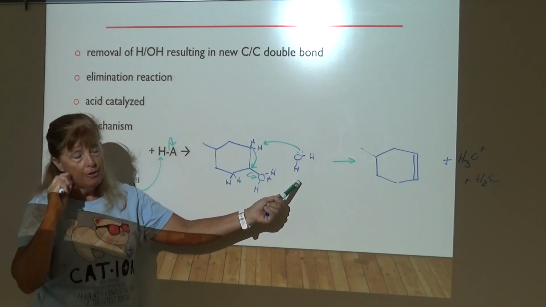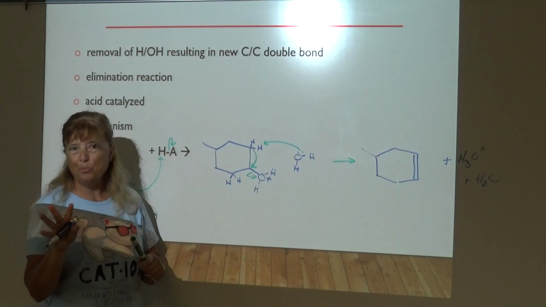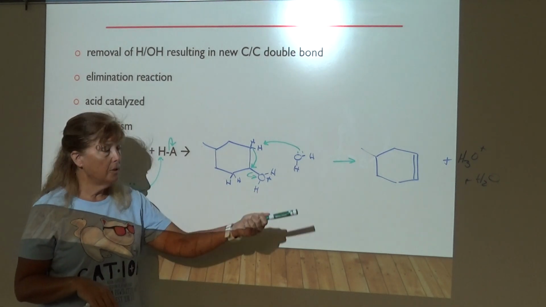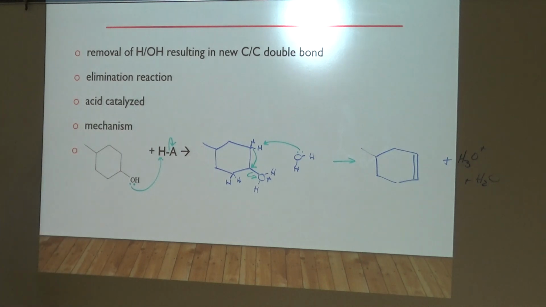The water that pulls the hydrogen off becomes hydronium. There's plenty of that floating around anyway. The protonated alcohol leaves us water. There's plenty of that for us. And there's our alkene.